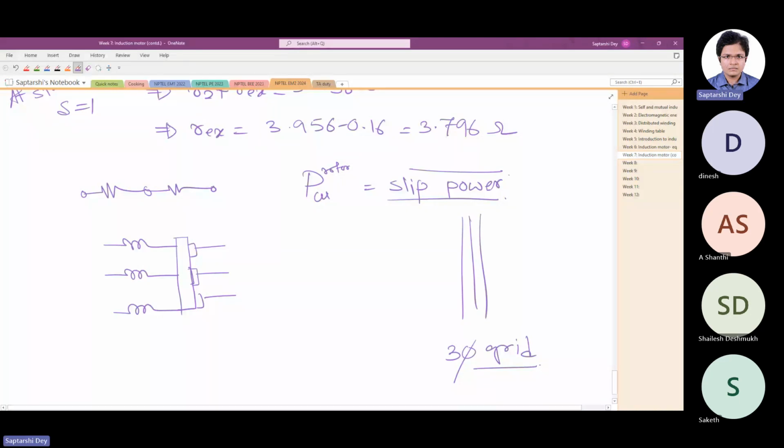That's a win-win situation. But the only problem in this scheme is that here the frequency of the current is SF, whereas here the frequency is F. So you cannot directly connect these three wires to the grid. You have to match the frequency. So one way of doing that is to first convert this to DC.